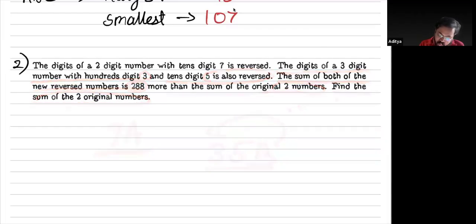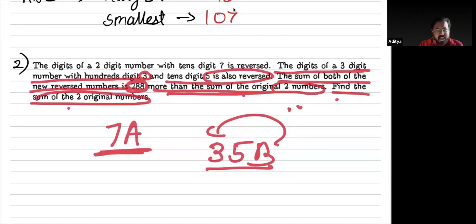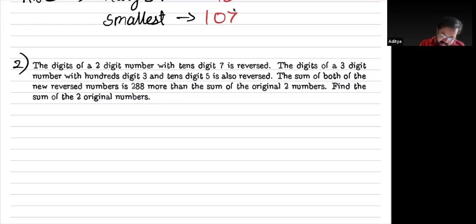Here it is saying that it is more than the sum of the original numbers. So here they are again talking about difference only, but they have said that one is more than the other, so they are precise about it. Okay, find the sum of the two original numbers. Solve this.